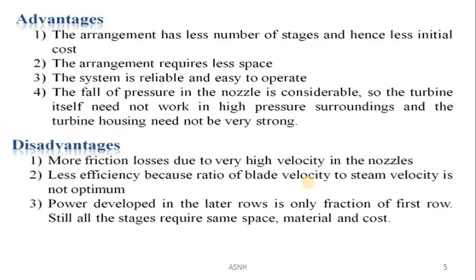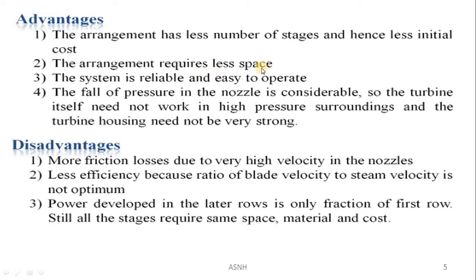So now these are the advantages of the velocity compounding. The arrangement has a smaller number of stages. Definitely, in the previous slide you saw there are only 2 stages, hence the initial cost is less. So it is implemented mostly in medium capacity power plants.